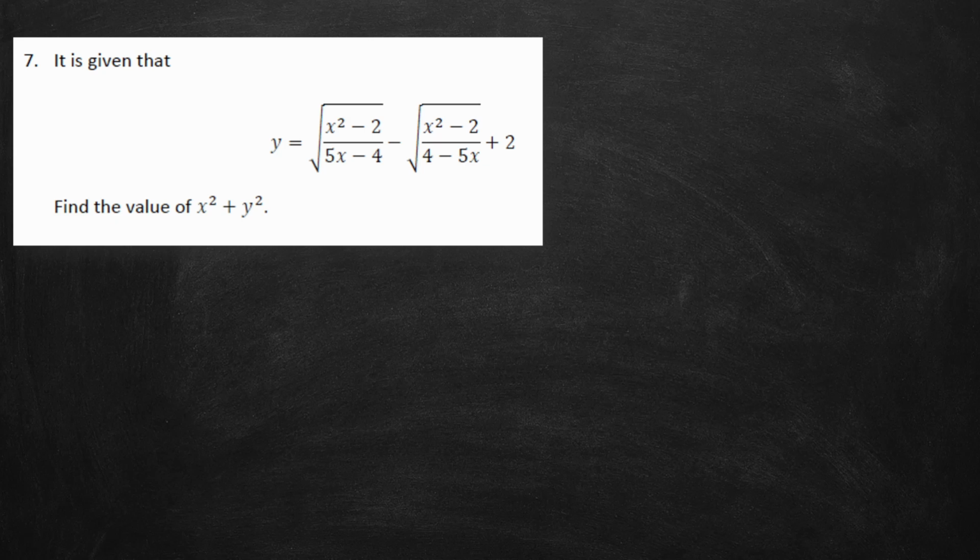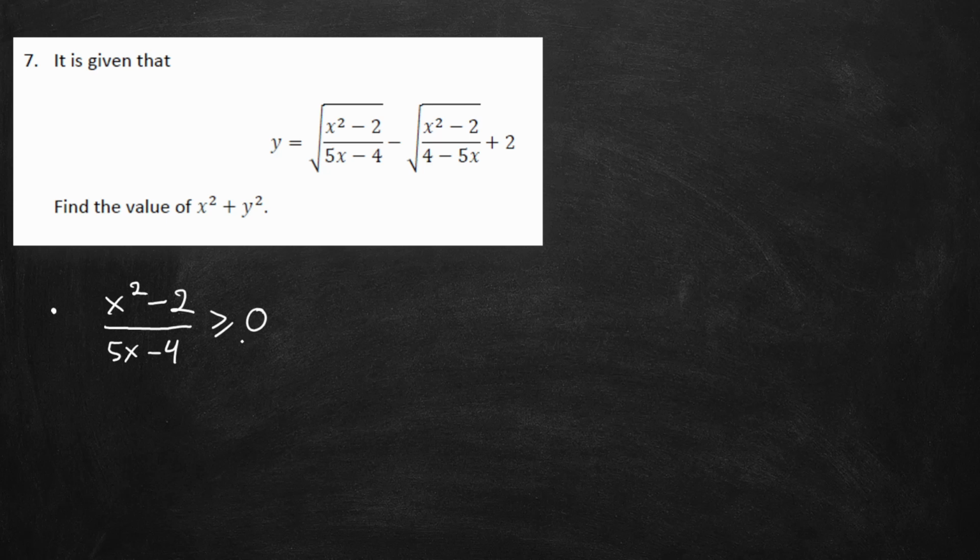So number 7, we have this equation here, and we need to find the value of x squared plus y squared. To solve this one, we will use inequalities. Why inequalities? Because we want to limit the value: (x squared minus 2) over (5x minus 4) must be bigger than or equal to 0. Why must it be bigger than or equal to 0? Because there is no real solution for the square root of a negative number, right? So that's why the value of (x squared minus 2) over (5x minus 4) must be positive or bigger than or equal to 0.